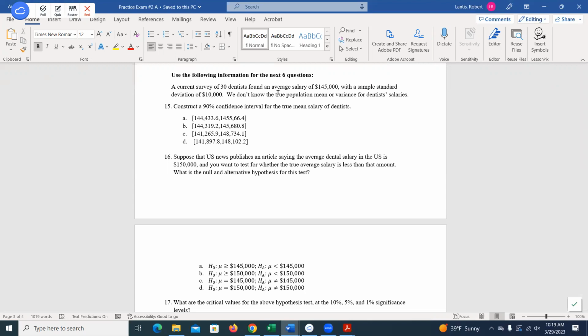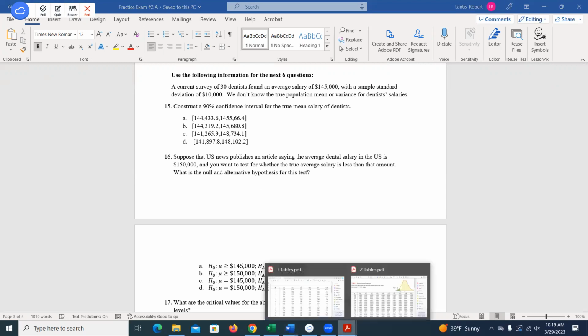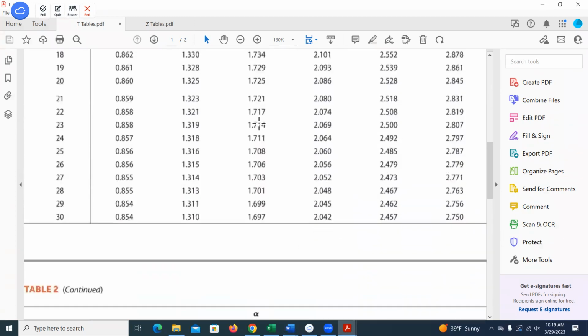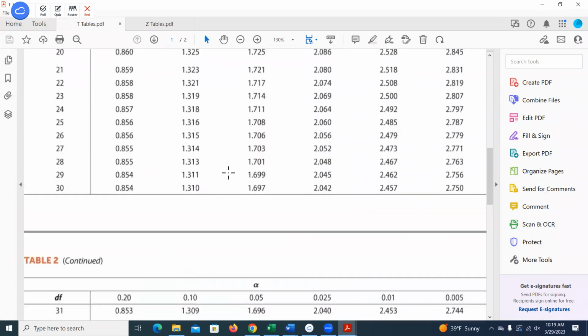0.1, right? It's just the decimal form, whatever is outside of my interval. So 90%, 10% is outside, 0.1. So 0.1 divided by 2, right? That's how much I want in each tail or on each side of my confidence interval. So 0.05. So this is the area that I want in my tail. And then go down this column to that degrees of freedom of 29.